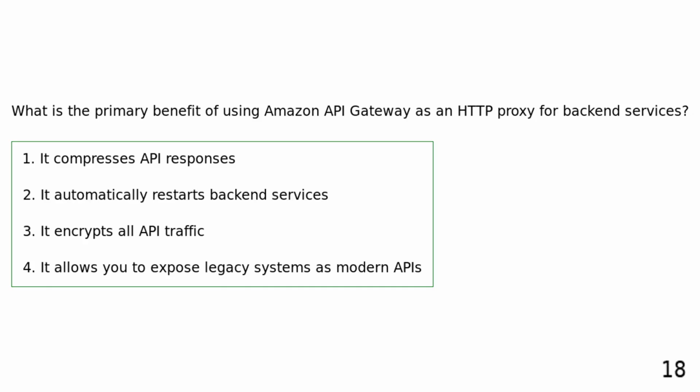What is the primary benefit of using Amazon API Gateway as an HTTP proxy for backend services? It compresses API responses. It automatically restarts backend services. It encrypts all API traffic. It allows you to expose legacy systems as modern APIs.